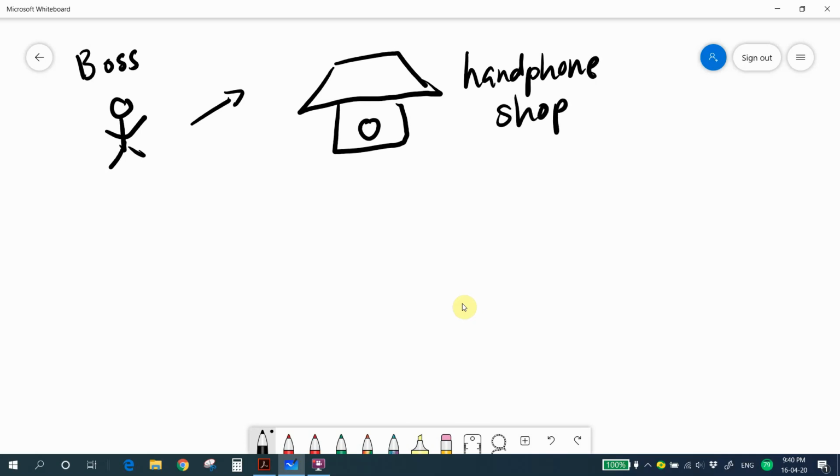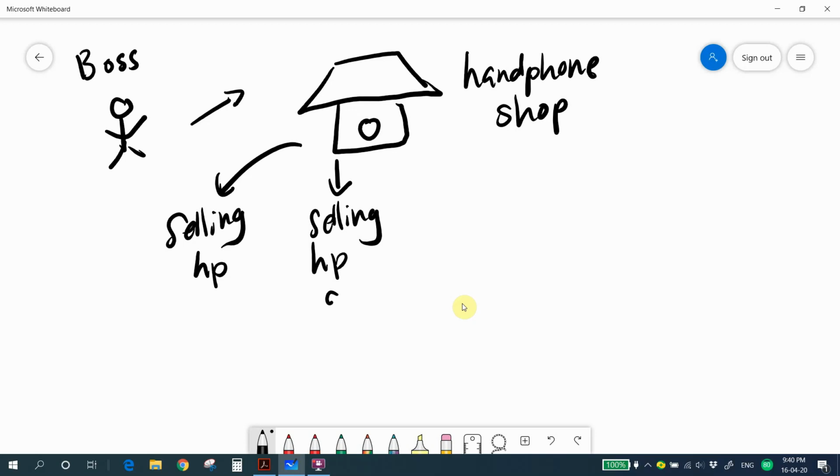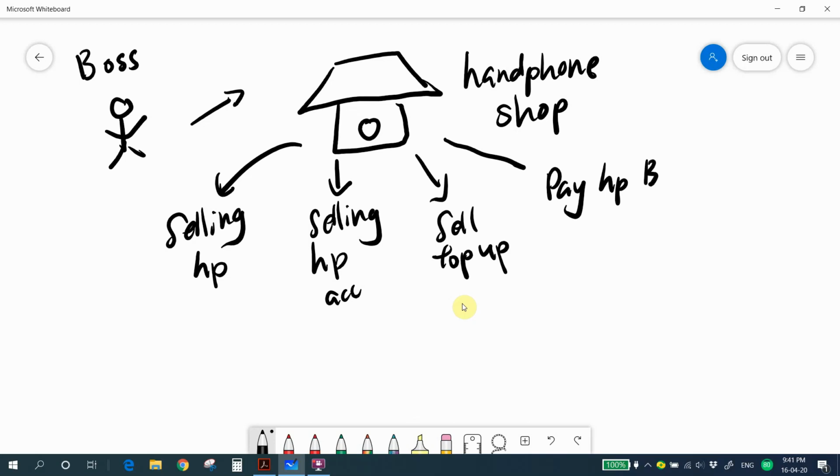So we know for handphone shop, what kind of business they are doing. They are selling handphone. Not only selling handphone, sometimes you also sell handphone accessory. You may also sell top-up card for your customer, and you may help them to pay what? Handphone bill.